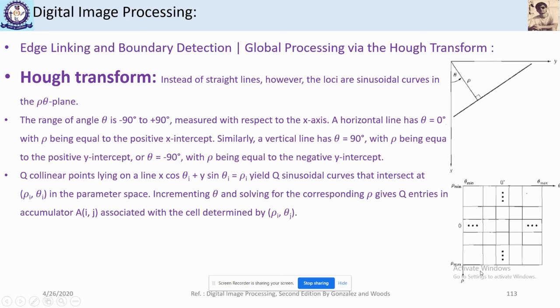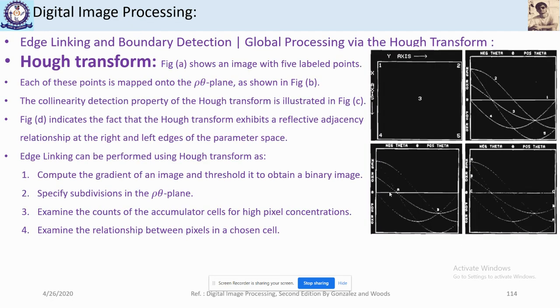So one dimension will increase if we go for circle linking in the Hough transform. Now here is one example of mapping the points into the parameter plane, and then finding out important results from the parameter plane. So here figure A, that is this one, shows an image with 5 labeled points. So here we have 5 points, 1, 2, 3, 4, and 5. Each of these points is mapped onto rho theta plane as shown in B.